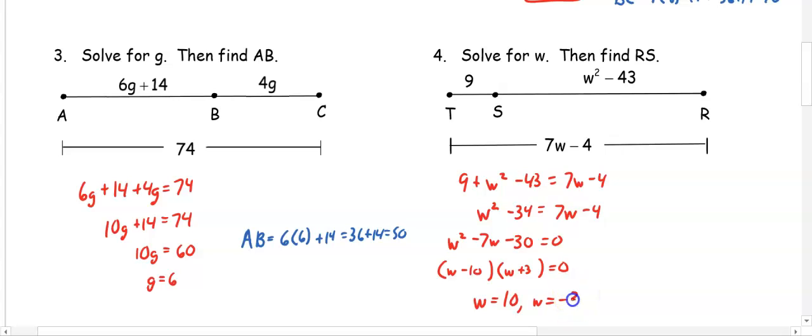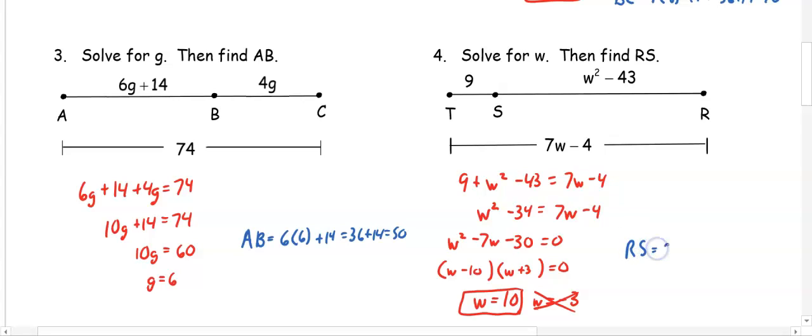Now, even though we got two values, we need to look and make sure that they would make positive lengths. So if I have 10 squared minus 43, I would get a positive number, and 7 times 10 minus 4 would give us a positive number. So 10 stays. When I do negative 3, 7 times negative 3 minus 4 is going to be a negative number, and I can't have a negative length, so we're going to cross out that solution. So W is only going to equal 10, and then we need to find RS.